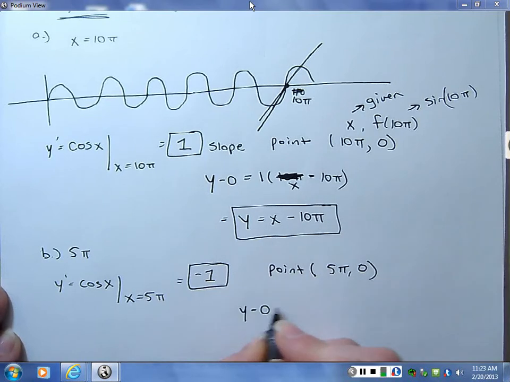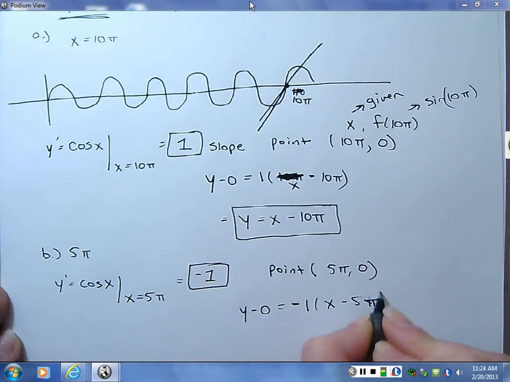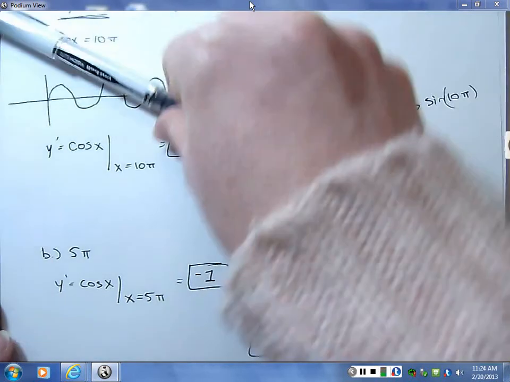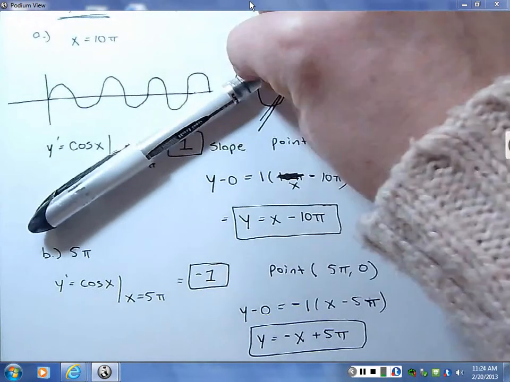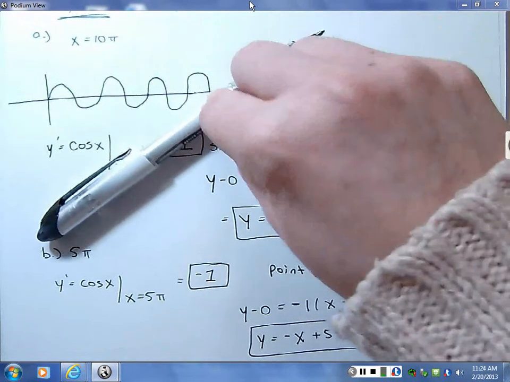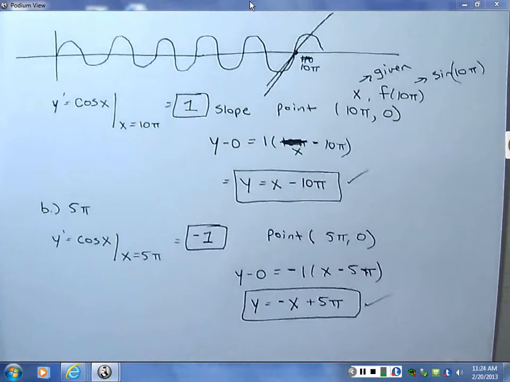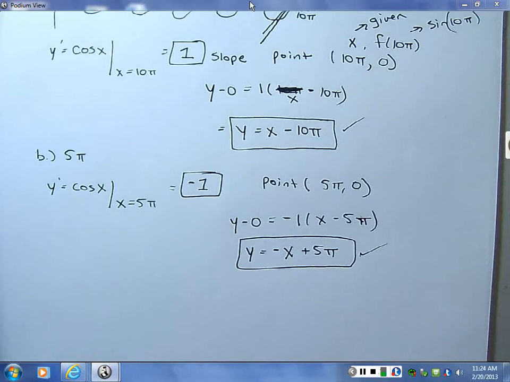So I do the same thing. y minus 0 equals minus 1 times x minus 5 pi. So I have y equals minus x plus 5 pi, which is what we would expect, because we would expect our y-intercept to be positive. In the previous example, we would expect it to be negative, which it is. Any questions on that? Any questions on equations of the tangent line? I'd say that shows up on a final exam 95% of the time, in some form or another.